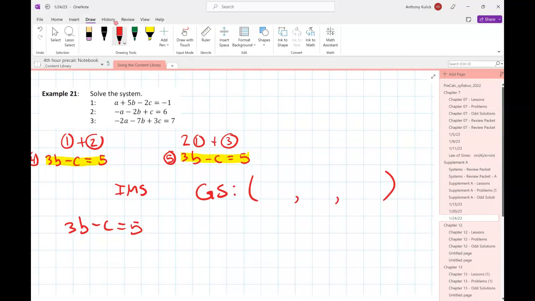Now, is it wrong to isolate the B instead? No, but if you want to deal with fractions, that's on you. I'm not doing it, right? But just for your reference, you could get an alternate answer by isolating the B, and that would be okay. We're not going to find it here because I just don't want to deal with the fractions.